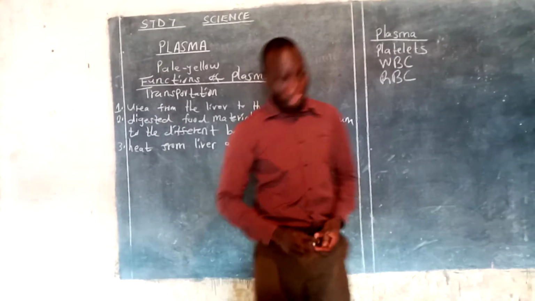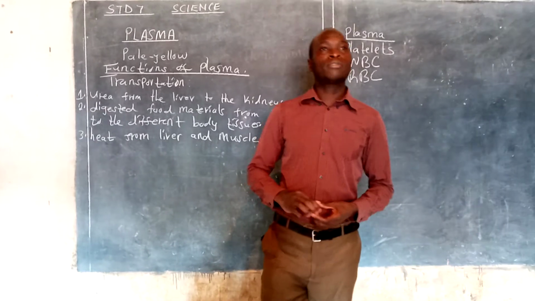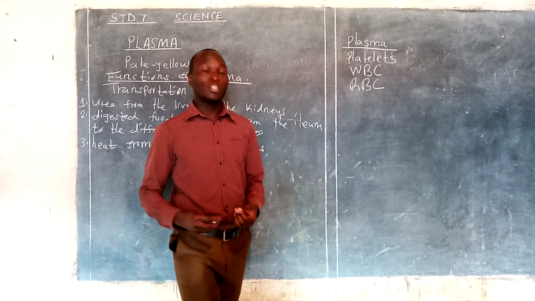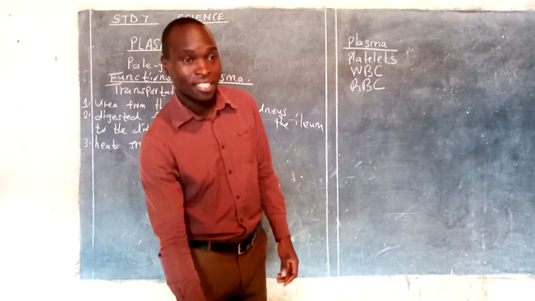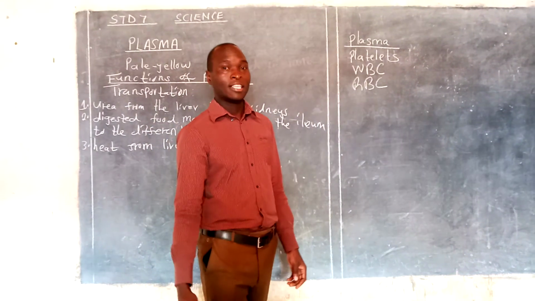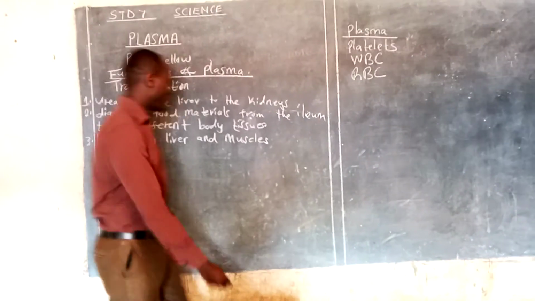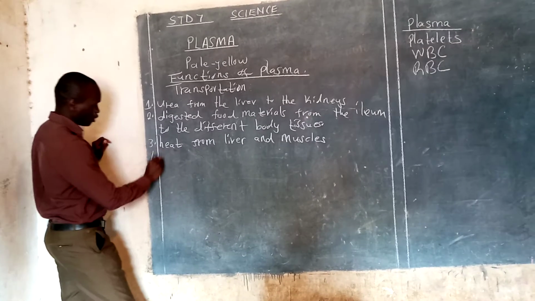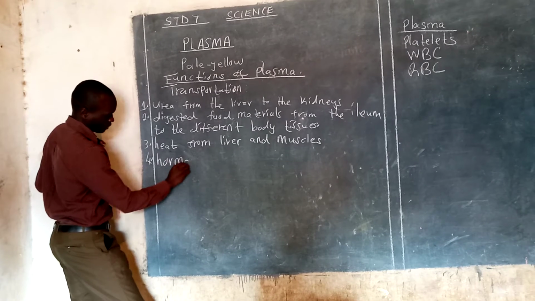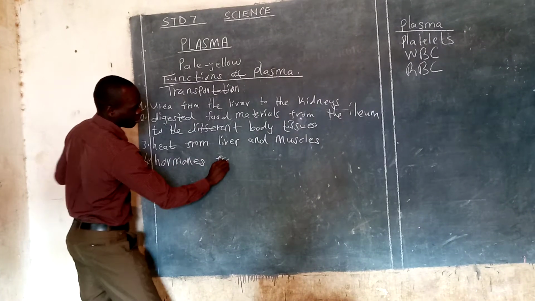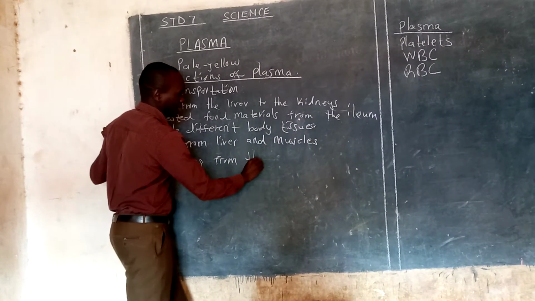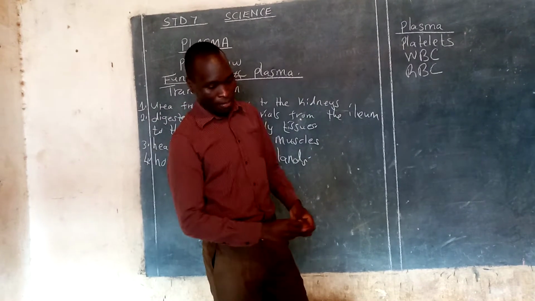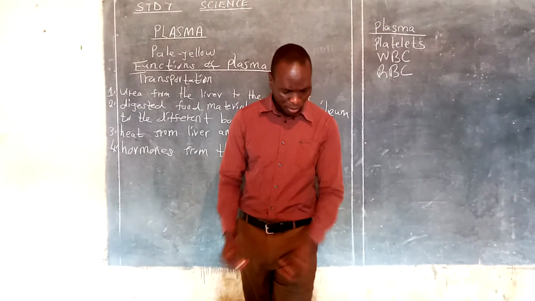Another function of plasma is that it also transports hormones from the glands to where needed. That means hormones are made in the glands and taken to where they are needed. So another function of plasma is transportation of hormones from the glands to where needed. Hormones are needed in different areas in our bodies.